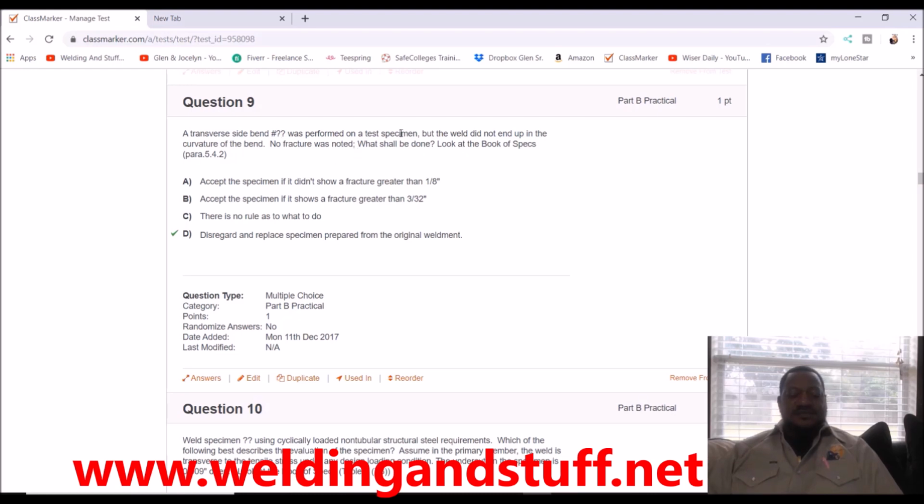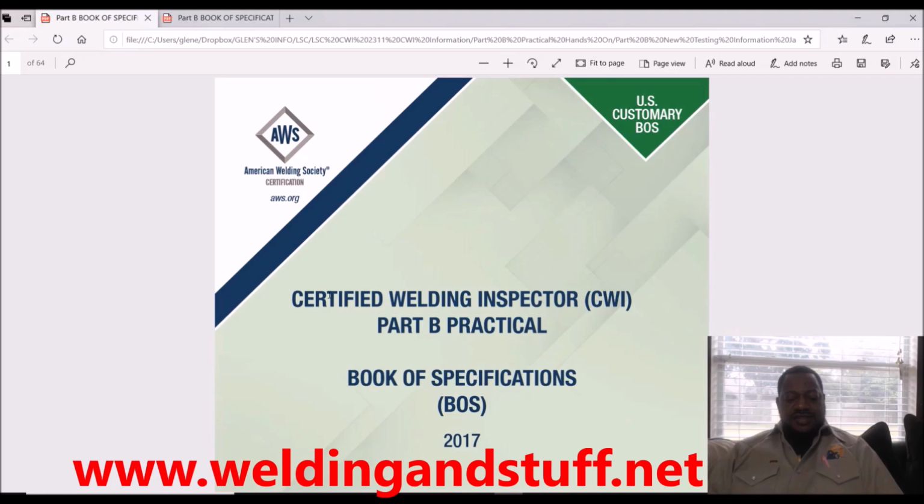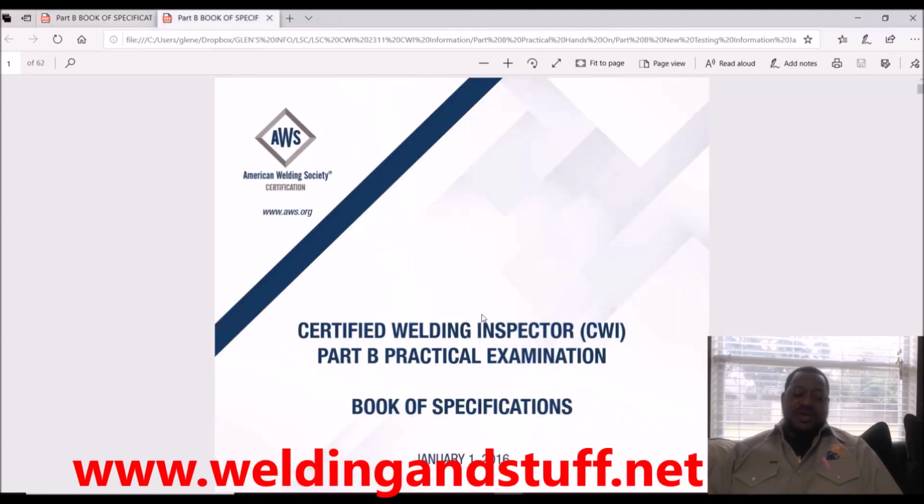A transverse side bend was performed on a test specimen, but the weld did not end up in the curvature of the bend. No fracture was noted. What shall be done? Shall means mandatory. Look at the book of specs, paragraph 5.4.2. So I'm going to go to the book of specs. This is the latest and greatest right here, 2017, but 2016 is the same. I have 2016 here, which I've got marked up, which I usually teach out of. Same difference. They both have 56 pages.